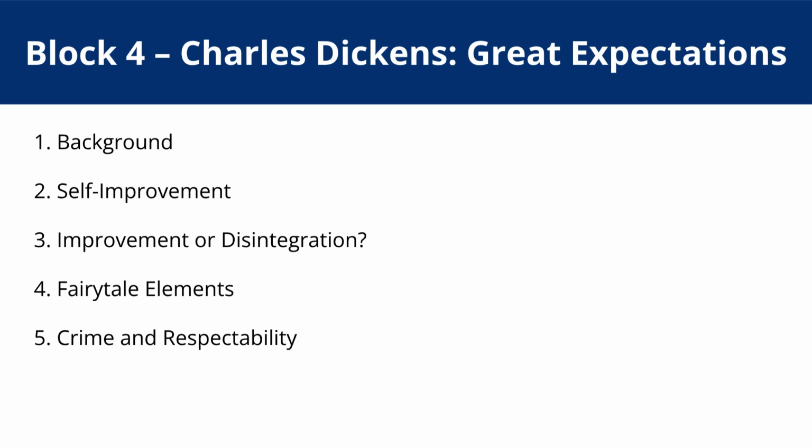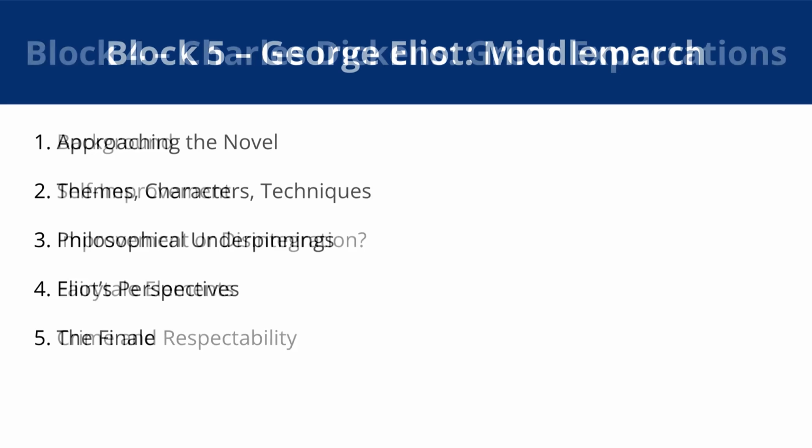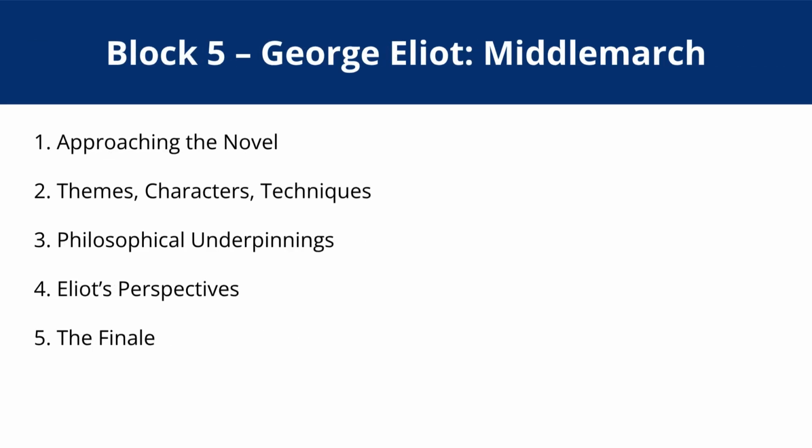Let's now move on to Block 5, into a more philosophical and interconnected narrative with Middlemarch. Middlemarch is George Eliot's masterwork, an exploration of idealism, reform, and moral complexity. These units help you navigate the novel's many characters, themes, and social critiques. You'll also explore Eliot's narrative style and philosophical engagement with human choice and consequence. It's rich, layered, and immensely rewarding.